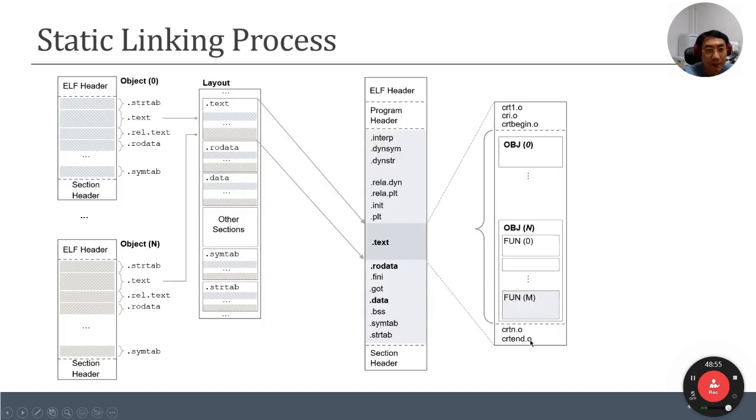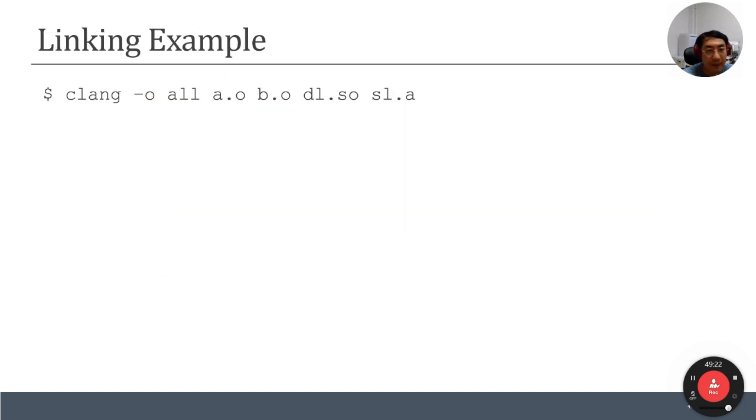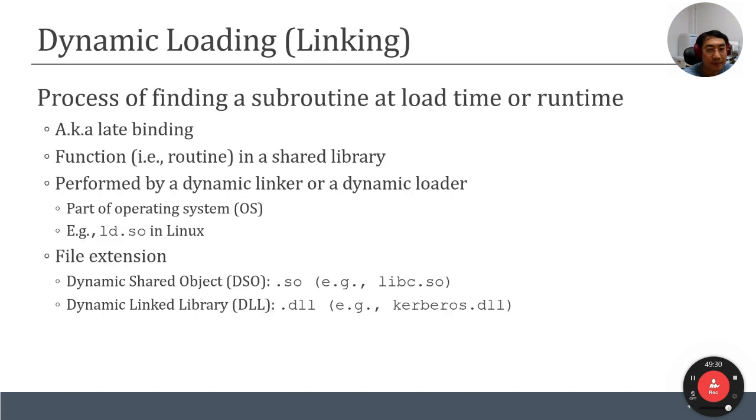This is the static linking process. Each object has its own sections, and in the layout during linking, all the text code are combined like this, and finally you get the final text section. Other sections are similar. So this is a linking example, but let me skip this part.